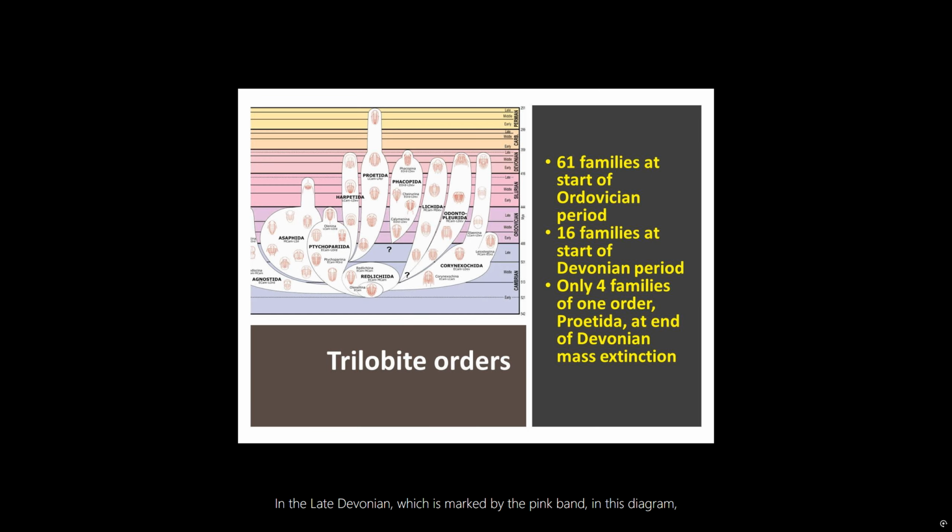In the late Devonian, which is marked by the pink band in this diagram, you can see that we had multiple orders of trilobites, which were the most common fossil in the Ordovician period. After the end Devonian mass extinction, which you can see in yellow at the very top, there were only 4 families of one order that survived the event to radiate in the Carboniferous. Between the Ordovician and Devonian mass extinctions, trilobites lost 57 families.